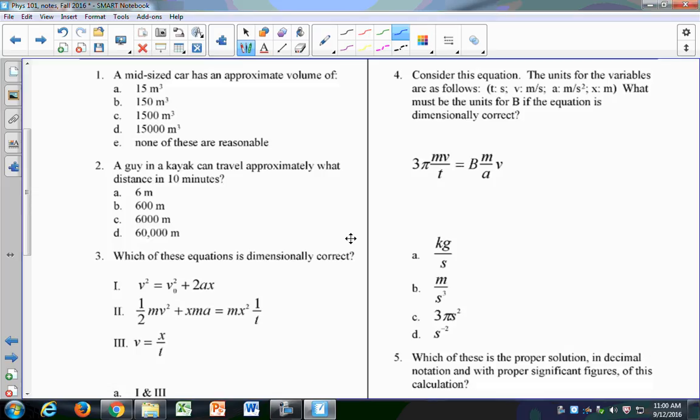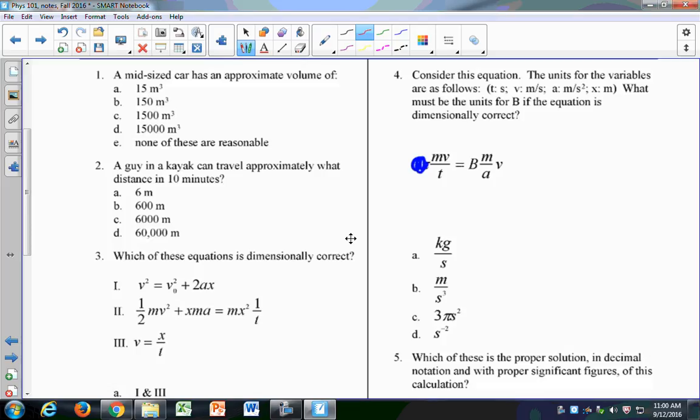First of all, what I'm going to do is get rid of the 3 pi, because that doesn't impact the units at all. And then this one, I can simplify a bit. You can't always do this in these problems, but you can this one. And then that makes this problem a lot easier. How can I simplify it? The what?